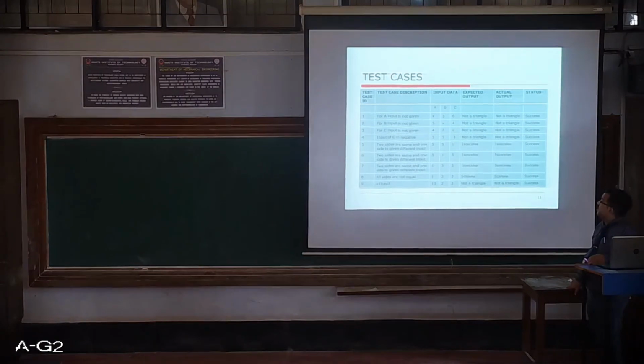That condition that we have described earlier will be false, and therefore it cannot be a triangle. So the expected output is not a triangle, and the actual output is also not a triangle.